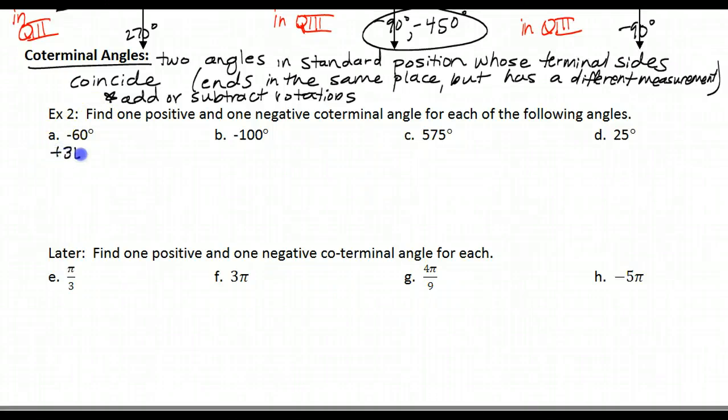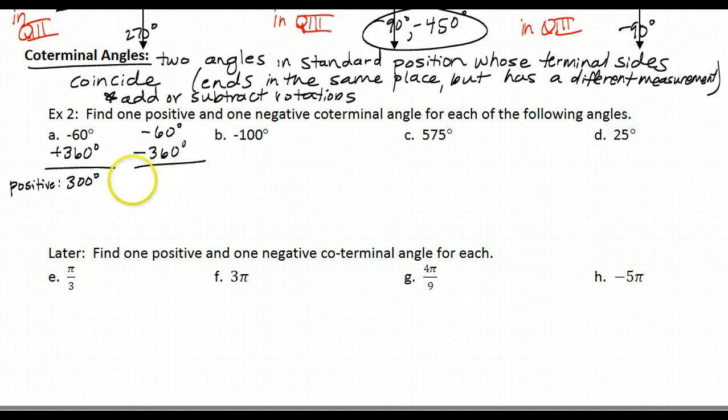So it says, for example 2, find one positive and one negative coterminal angle for each of the following. Add 360, which would be 300. So that gives me a positive coterminal angle. So I just added a revolution. Now I'm going to take negative 60 and I am going to subtract 360. And I get negative 420. So that's the negative angle. So those are both coterminal. One of them's positive, one of them's negative. Again, just add 360 or subtract 360. So add 360. Example B, I get 260 degrees.